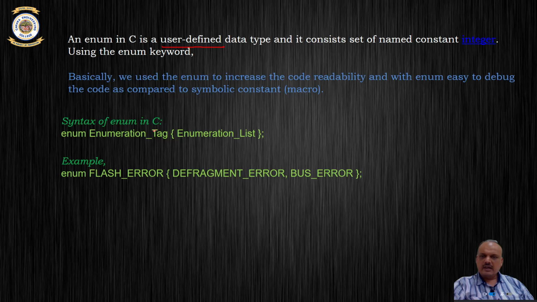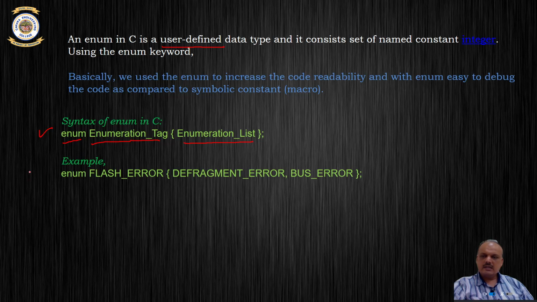The syntax for declaring enum is as given out here. So first we have a keyword called enum. Then we have an enum tag which needs to be given, and then we have a list of enumerators, okay, which is called the enumerator list. Okay, so enums basically are also used to increase the readability of the code.